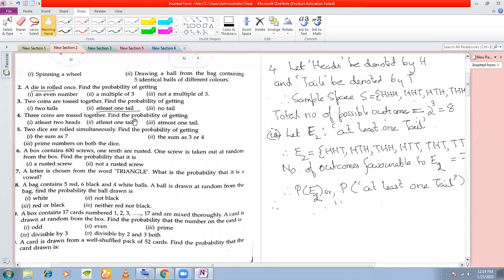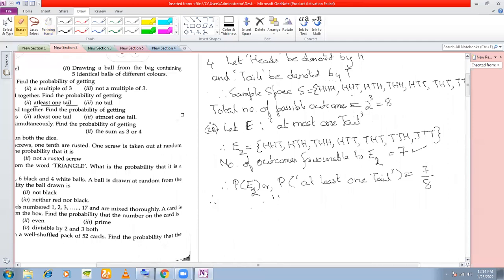What is question number 3? It is at most 1 tail. What do you mean by at most? At most 1 tail. That means no tail or 1 tail, right? Isn't it? At most 1 tail. So we define the event E3 as at most 1 tail. Now, let's see from the sample space. What should E3 be?